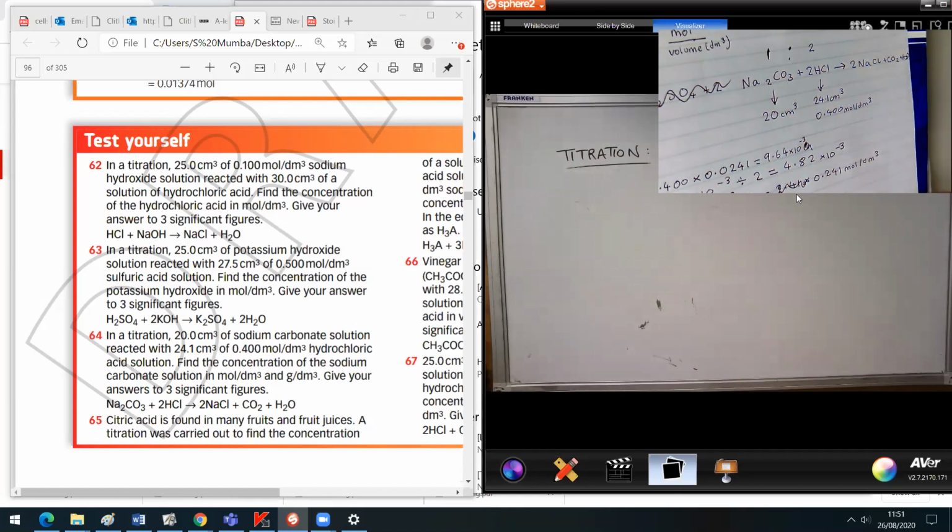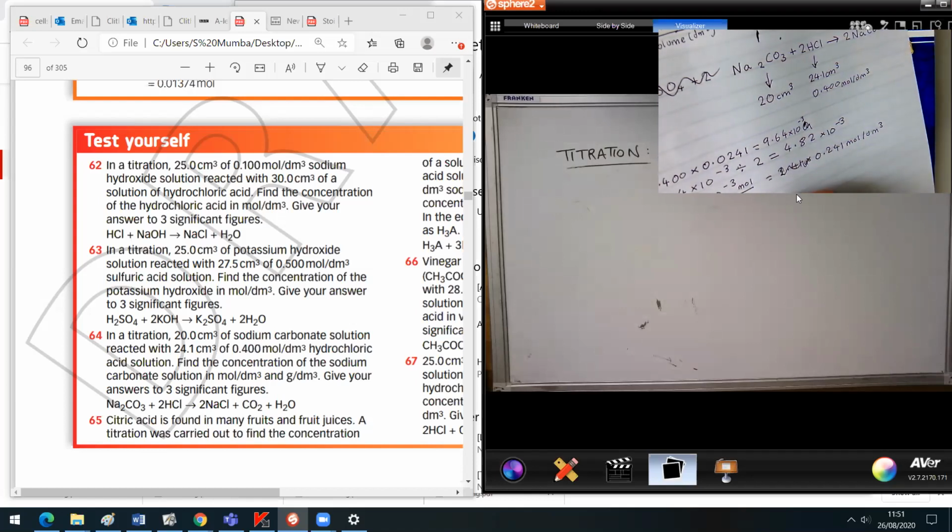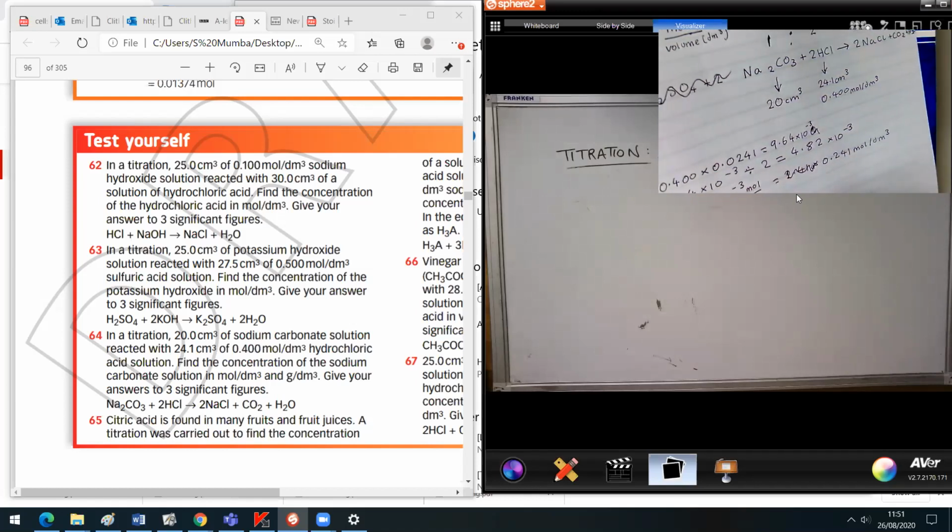So do you have to give it in grams per decimeter cubed as well? It wants it both in moles per decimeter cubed, which you've done, but it also wants it in grams per decimeter cubed. Okay, so if I just write this 0.24, and that's 3 significant figures as well.